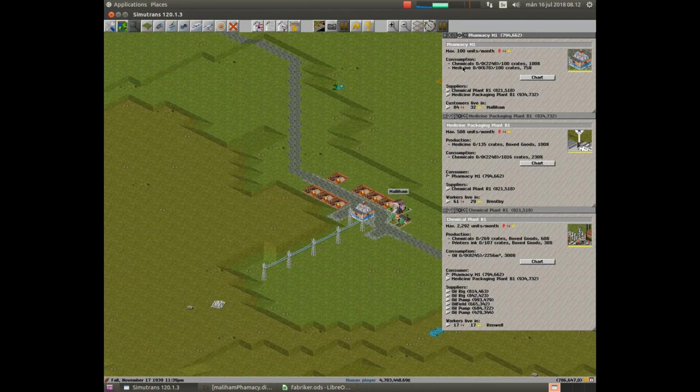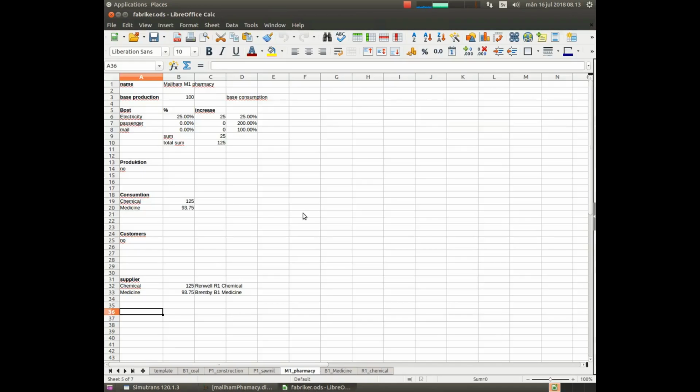Alright, first here we have some statistics. Here we say 100%. That means that this industry will have 100 units of chemical each month. But medicine is 75%. They only want 75 units of medicine each month. We now can see this in the calculating sheet.